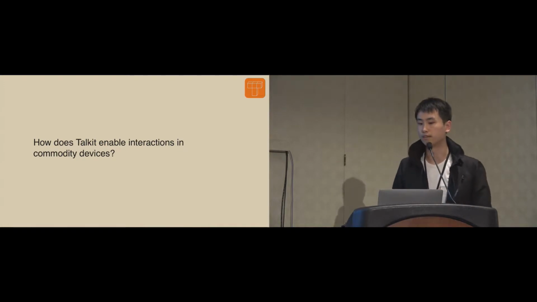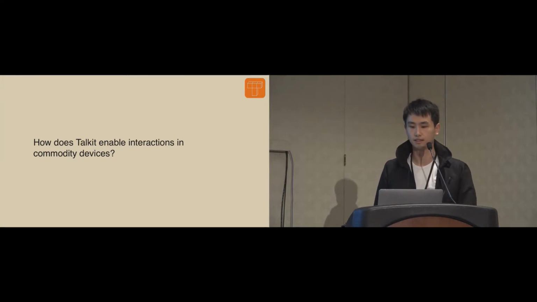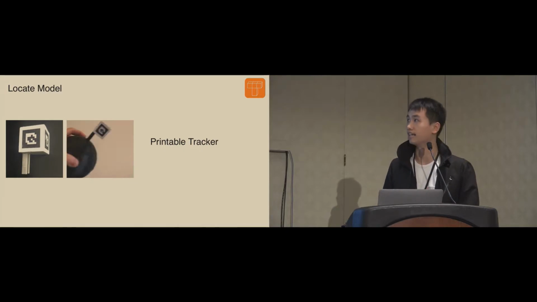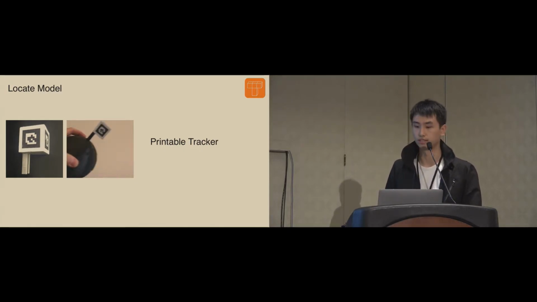Now I'm going to talk about the technical details about Talkit. How does Talkit enable interactions in commodity devices? Talkit locates a model by finding a special checker, as you can see from the slide. The checker can be printed with 3D printers. To use it, a user needs to slide the checker into the model.